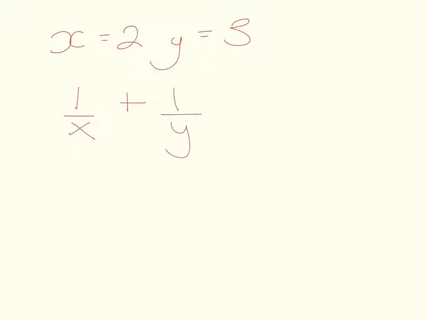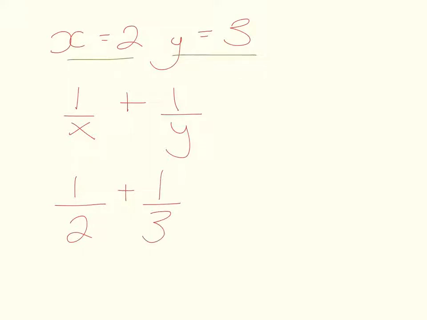So let's start. If we're given an equation that says x is equal to 2, y is equal to 3, we have to find the value of an equation that reads 1 over x plus 1 over y. In instances like these, wherever we see an x, we put in the number 2, and wherever we see a y, we put in the number 3. So our equation reads 1 over 2 plus 1 over 3.